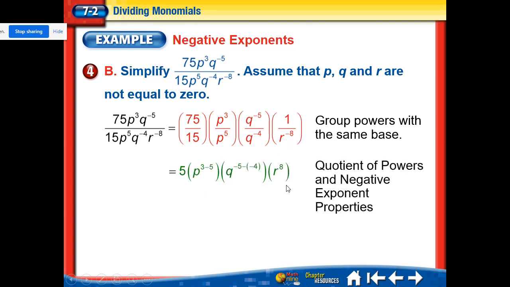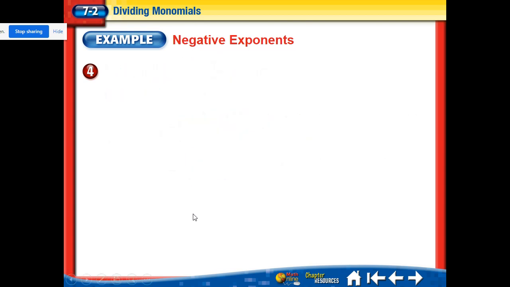So now we're going to go ahead and subtract these. 3 minus 5, negative 5 minus a negative 4. Be careful about the double negatives. And the r to the negative 8 is just going to come up because it's really the 0 up here. So it's 0 minus 8, which is positive 8. Over here, we had 75 divided by 15, which is just 5. That gives us p to the negative 2, q to the negative 1, and r to the 8th.